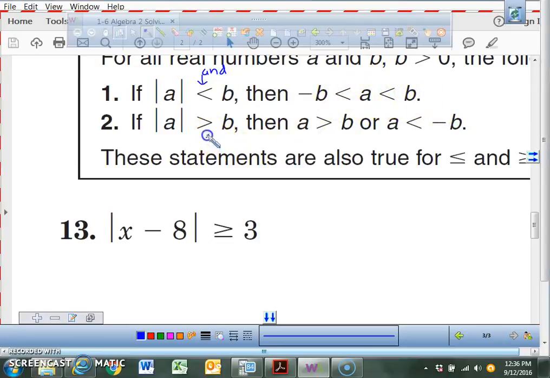If it says the absolute value of A is greater than B, you know you're going to be dealing with an or statement. So every single one of these, what I want us to do right now is put an arrow next to the symbol and label it, whether it's going to be an and or an or. If it says less than, it's going to be an and. If it says greater than, it's going to be an or.